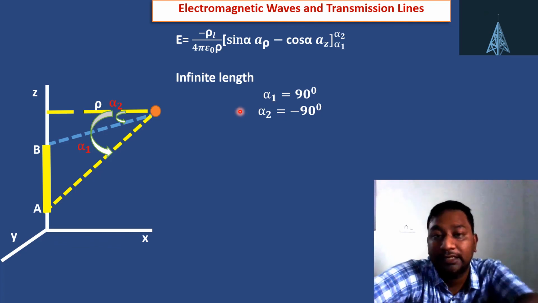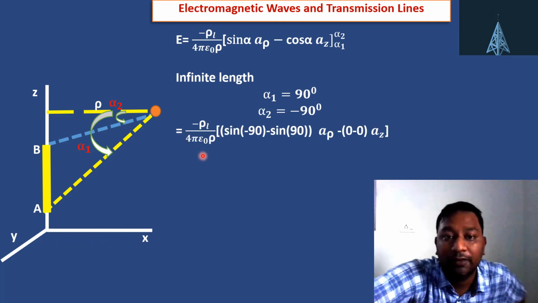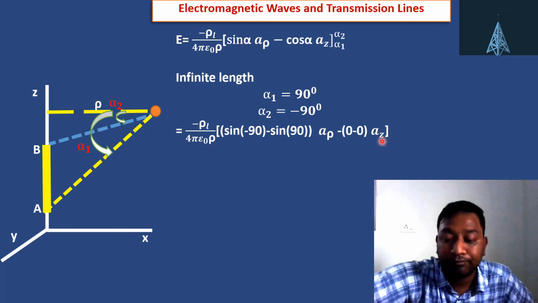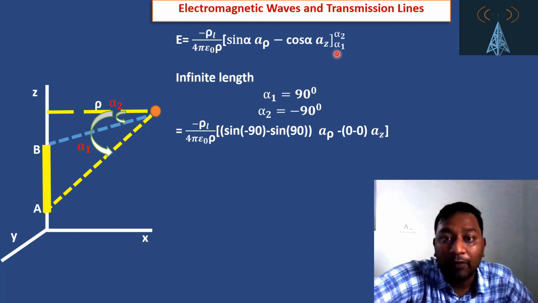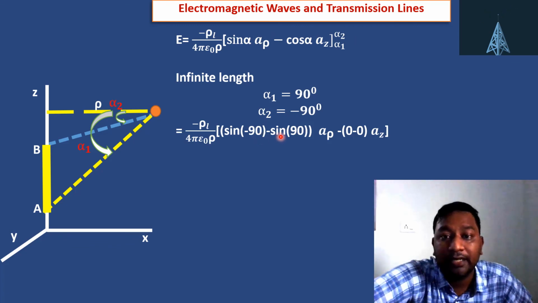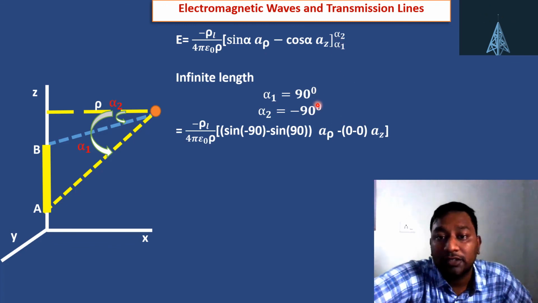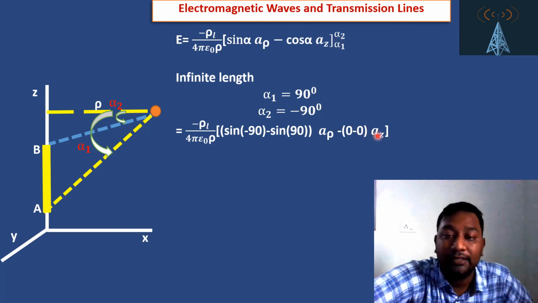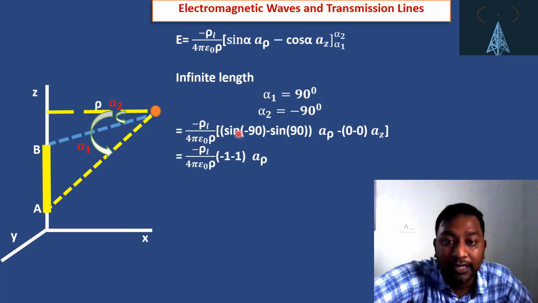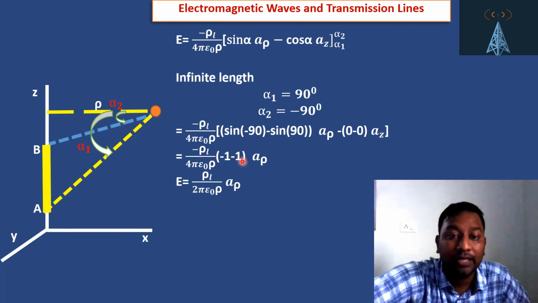So if we place the values, −ρL divided by 4πε₀ρ times [(sin α2 − sin α1) aρ − (cos α2 − cos α1) az], with α1 = 90 degrees and α2 = −90 degrees. So sin(−90°) minus sin 90° for aρ, and cos(−90°) minus cos 90° for az. Okay. So cos 90° we know is 0. So we get −ρL divided by 4πε₀ρ, and sin(−90°) − sin 90° is −1 − 1, so −2. So we will get ρL by 2πε₀ρ aρ.